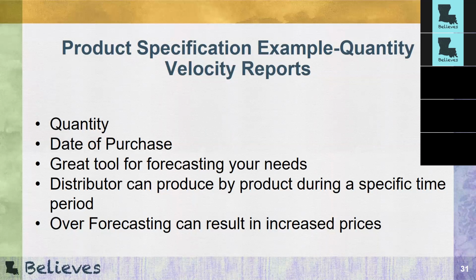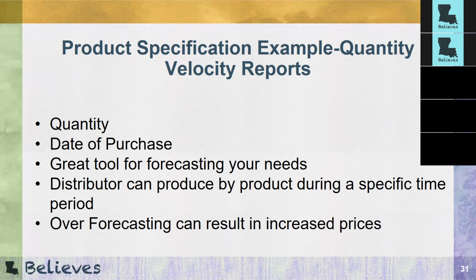An easy way to determine what quantity of apples will be needed is to request a velocity report from your present vendor. A velocity report will show the quantity of apples purchased over the last year, and it's the best tool for determining your future needs.